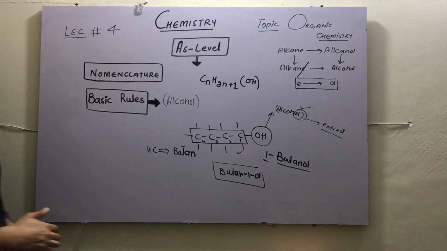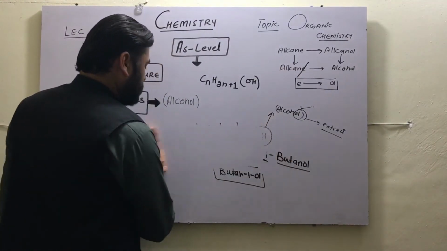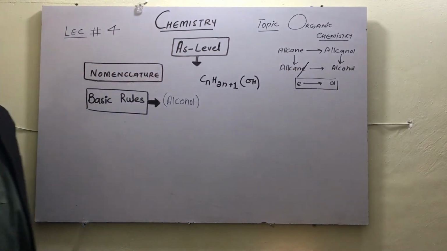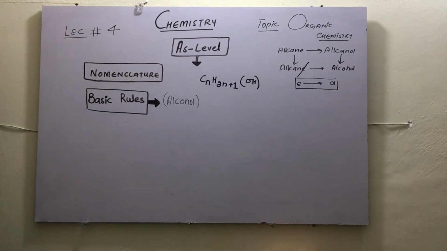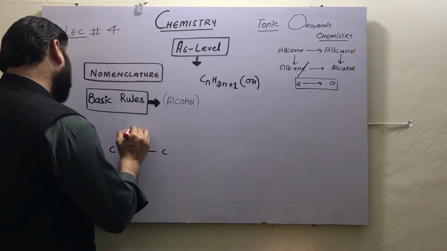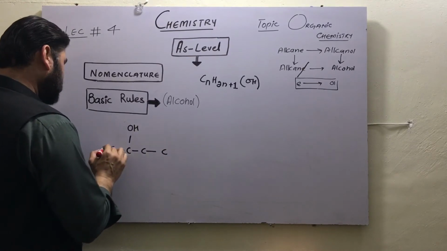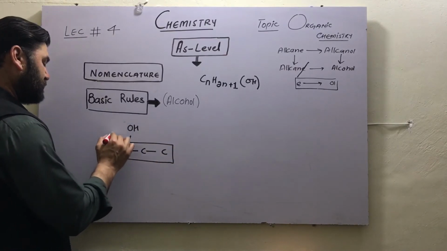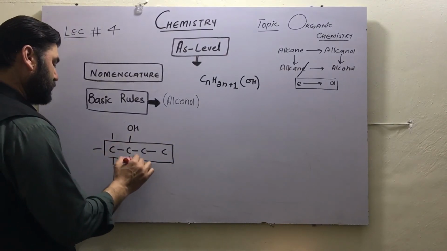Now another structure, let me write it for you. Suppose there are the same carbons and the chain is there, and an OH group is attached, like 1, 2, 3, 4, and OH is attached over here. So we will select the longest continuous carbon chain like this. This is the longest continuous carbon chain, and we will start numbering.